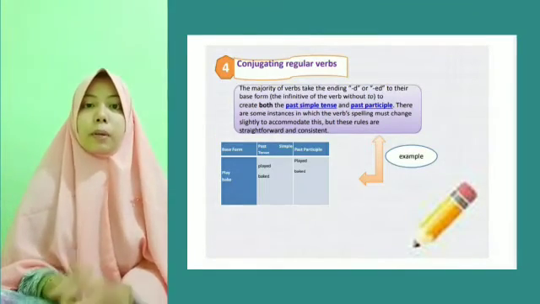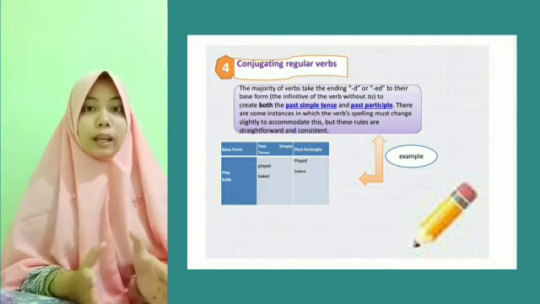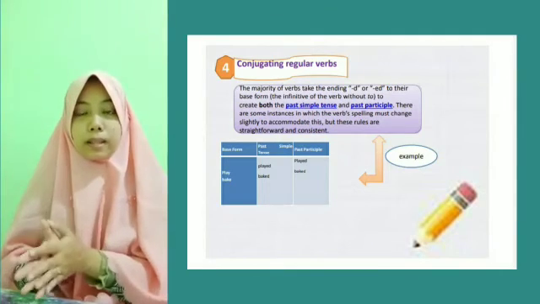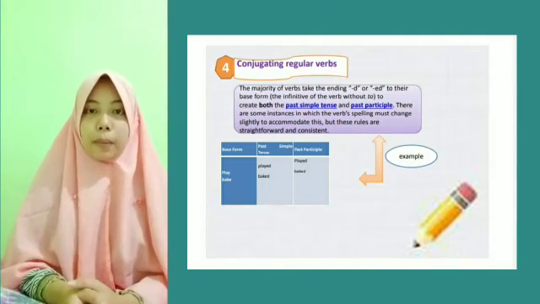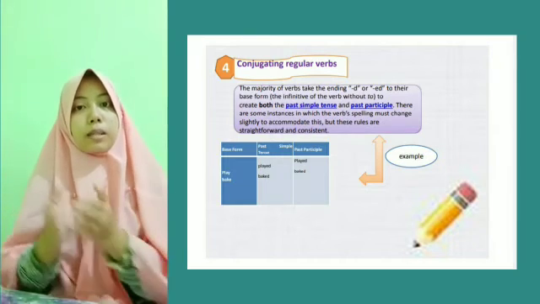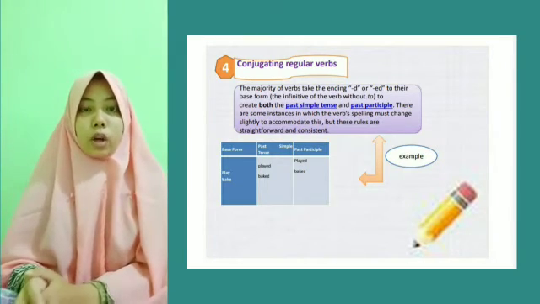And the last, it's about irregular verbs, so it's related with past simple tense and past participle. For example, the word give becomes gave and given. So that's all for the material.